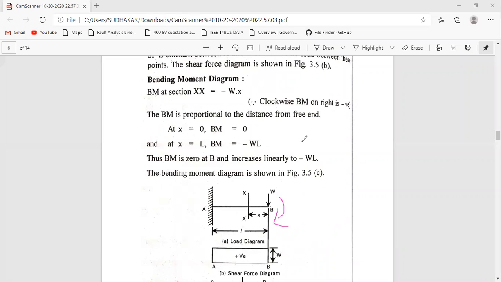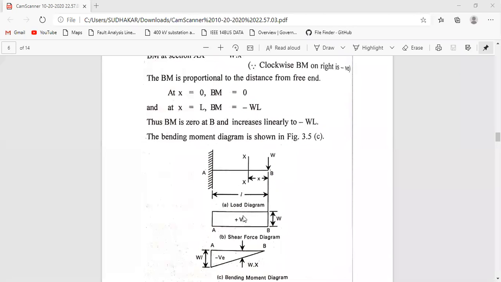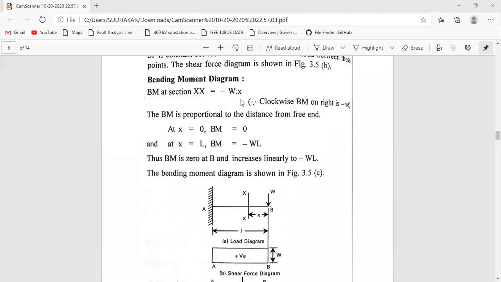Now, how do we consider positive, and how do we consider negative? You will become habitual by doing a number of problems. So negative bending moment, negative W into L. At the section xx, it is minus W into x.